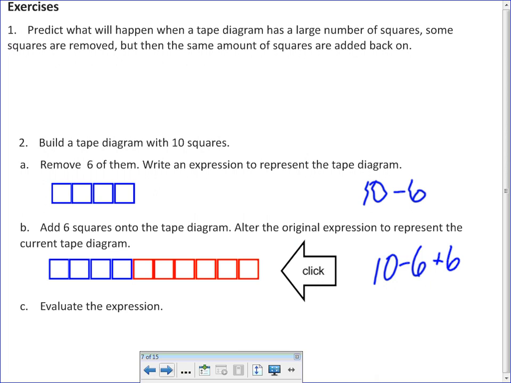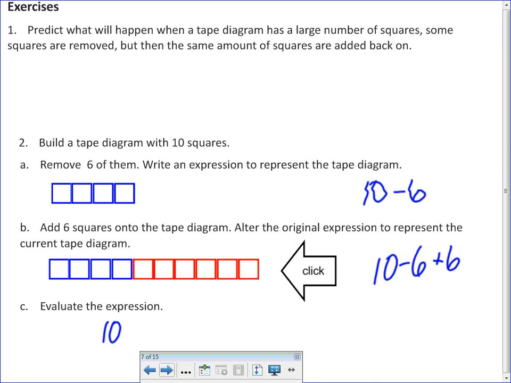So this is my expression: 10 minus 6 plus 6. I had 10, took 6 away, added 6 back. So evaluate means to solve. So what's my answer? What's 10 minus 6 plus 6? 10. Exactly. Okay?